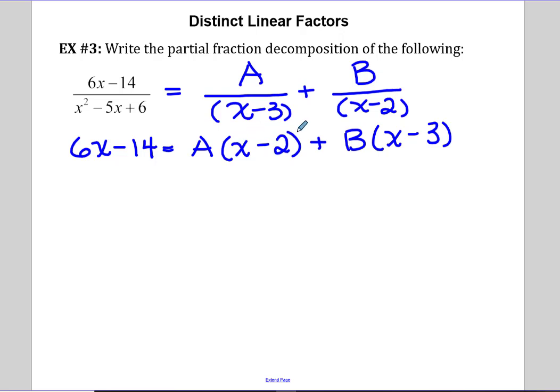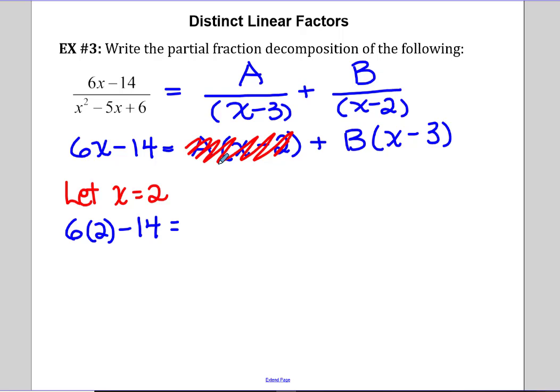So the Heaviside method goes something along the lines of this. If I let x equal 2, this entire term has gone away, right? So let's say we let x equal 2. Then you have 6 times 2 minus 14 equals 0. And then a 2 here is going to give us negative b, because 2 minus 3 is negative 1. And then 12 minus 14 is negative 2, so b is positive 2.